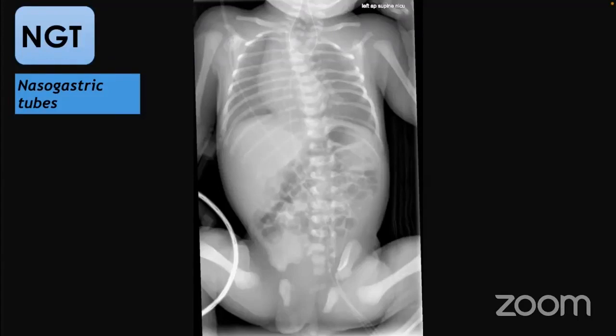This is a case of tracheoesophageal atresia with distal tracheoesophageal fistula. This is the case of VACTERL.